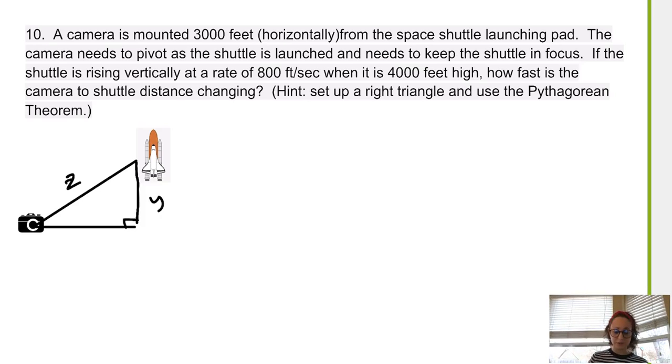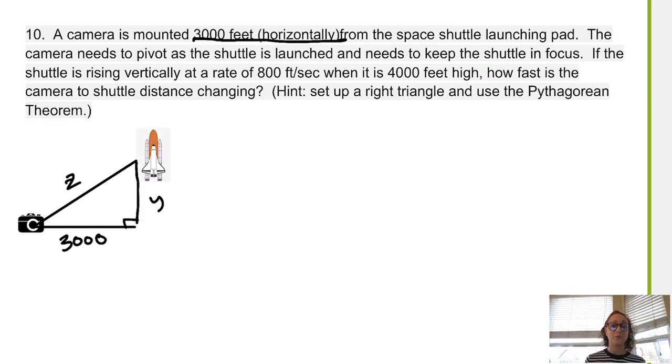So we know that the camera is mounted 3,000 feet horizontally from the Space Shuttle launching pad, right? So I'm going to go ahead and plug 3,000 in there right away, okay? So I'm kind of doing step 2 within step 1, making sure that I am very cognizant about my constants, okay? It's going to save you a lot of work in the long run.